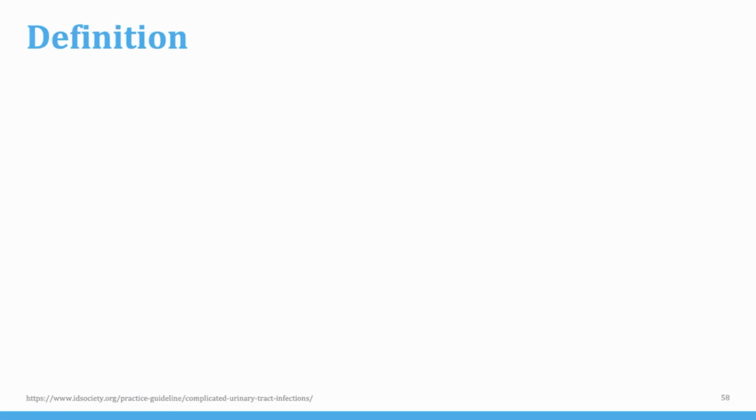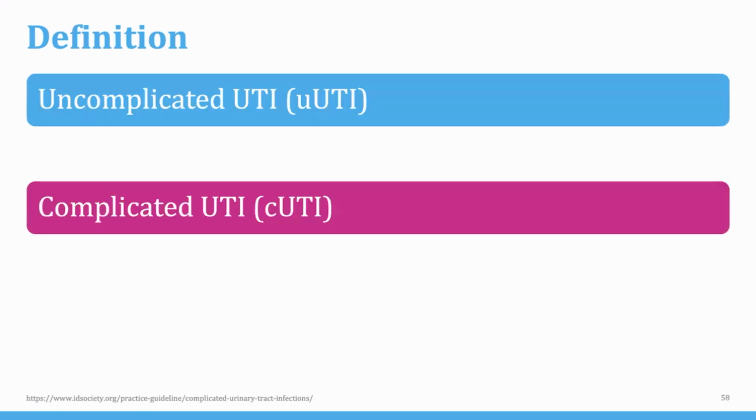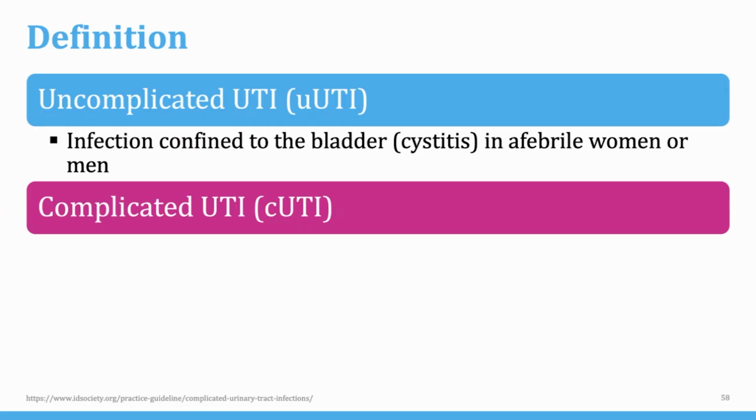So some definitions. UTI is broadly categorized as either uncomplicated or complicated. Earlier this year, the Infectious Disease Society of America, or IDSA, updated the recommendations, and the framework is now, I would argue, quite simplified. An uncomplicated UTI essentially refers to any infection that's confined to the bladder, so a cystitis, and the patient doesn't have a fever. This is the case in women and men. So gone are the days of a UTI in a man automatically being a complicated UTI. If they're afebrile and they have a cystitis, it's uncomplicated.